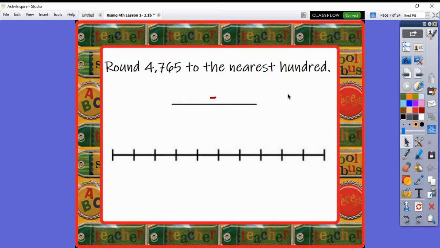All right, boys and girls, in this situation, you're going to be rounding to the nearest 100. So you want to think about what digit is in the hundreds place and what is the value. That will help you place the first number on your number line.